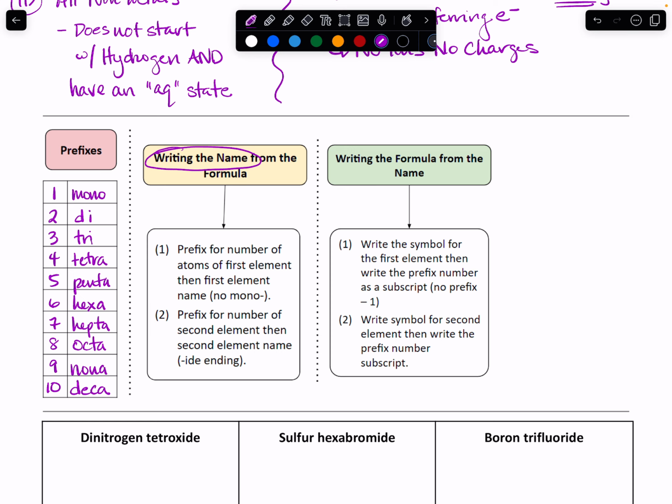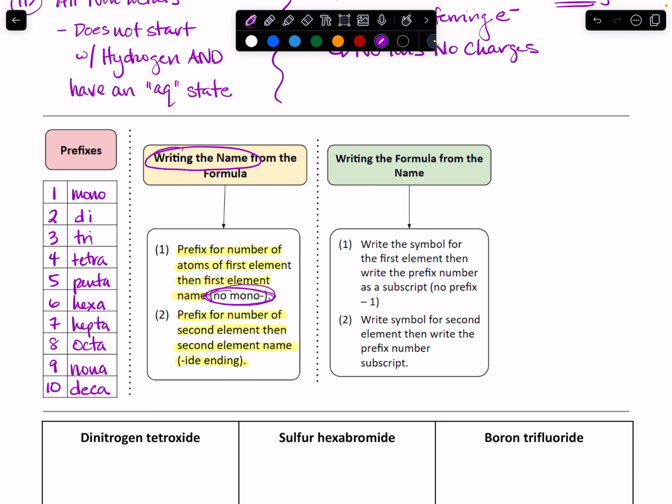All right, so again, prefix for the number of atoms of the first element, and then the first element's name. Now, one thing to keep in mind here: if it's one, we do not use mono at the very beginning of any covalent name. So you're never going to see mono carbon, mono dioxide. We would just say carbon monoxide. Now for the second element, the prefix for the number of the second element, then take the root and add that ide ending.